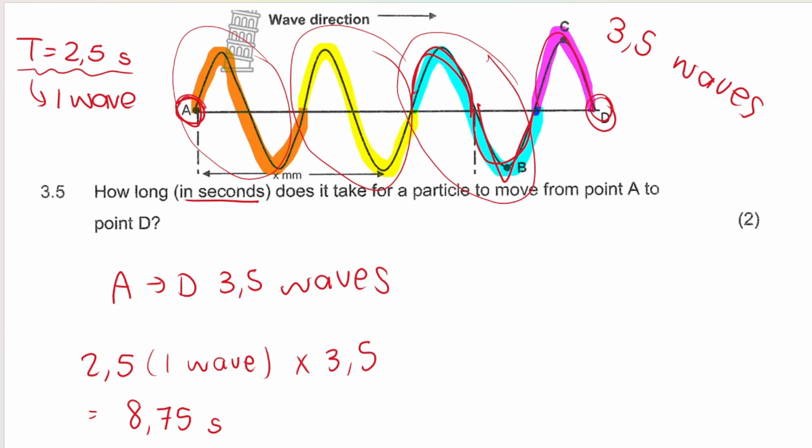I just looked at the memo of this paper. What they do is they actually just give you 2 marks for the answer, but some papers might give you 1 mark for the working out and 1 mark for the answer. So rather just show your working out and your answer.